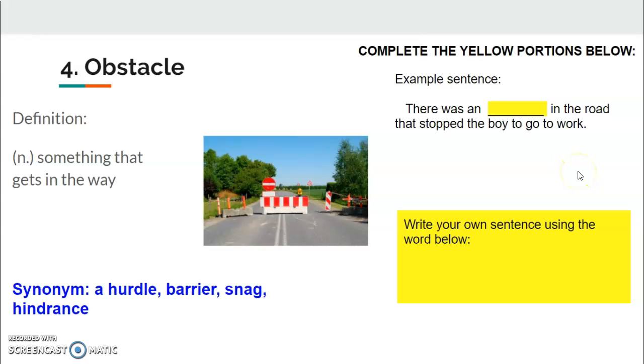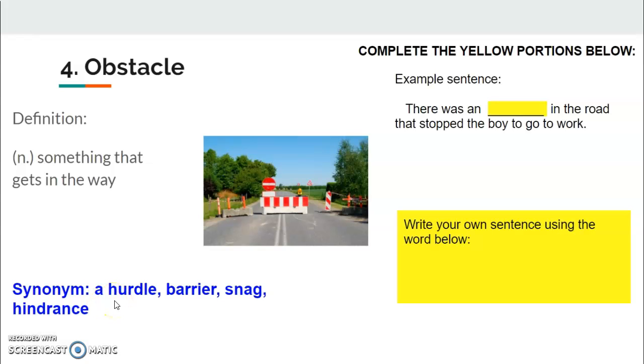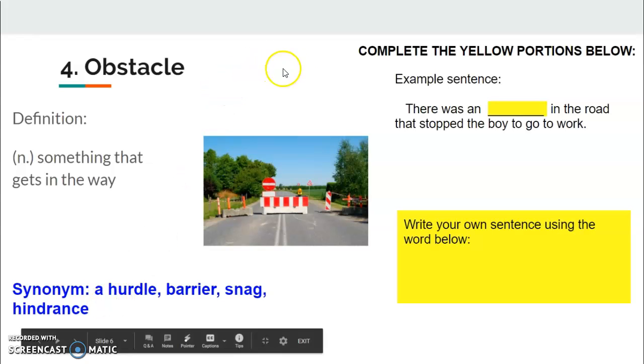Number 4, obstacle. Obstacle is a noun. An obstacle is something that gets in the way. If we are looking at this picture, there's an obstacle on the road. This thing is in the way, the barrier. Synonyms for obstacle are hurdle, barrier, snag, or hindrance. There was an obstacle in the road that stopped the boy from going to work.